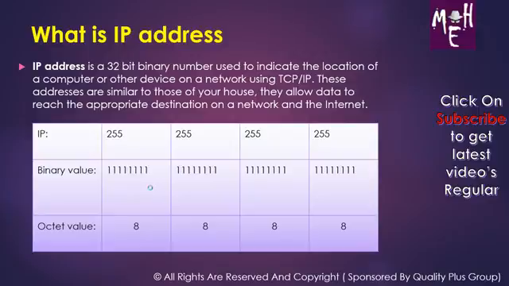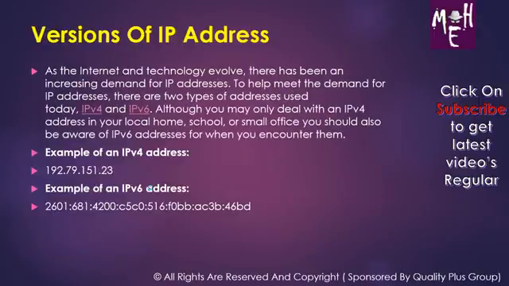So friends, here you can see in the table the IP address maximum value is 255. An IP address contains a maximum value of 255, and 32 bits means it is divided into 4 octet values. Octet means every part contains 8 bits. Then the IP address has 4 parts and each part contains 8 bits of data. So friends, by this table you can understand how the IP address is configured.